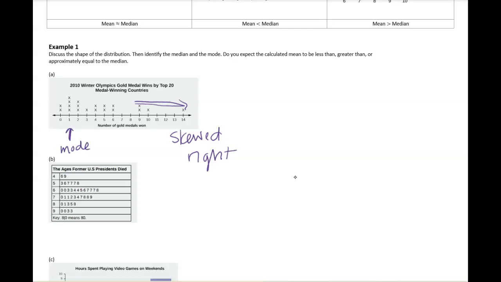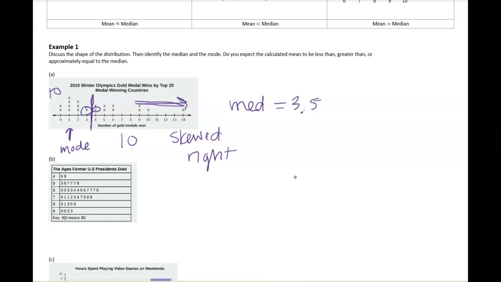And then the median, let's count, is going to be 1, 2, 3, 4, 5, 6, 7, 8, 9, 10. This is where the data gets cut in half. 10 data points are over here, 10 data points are over here. That means our median is going to be 3.5. It will be the data point between 3 and 4 right here.